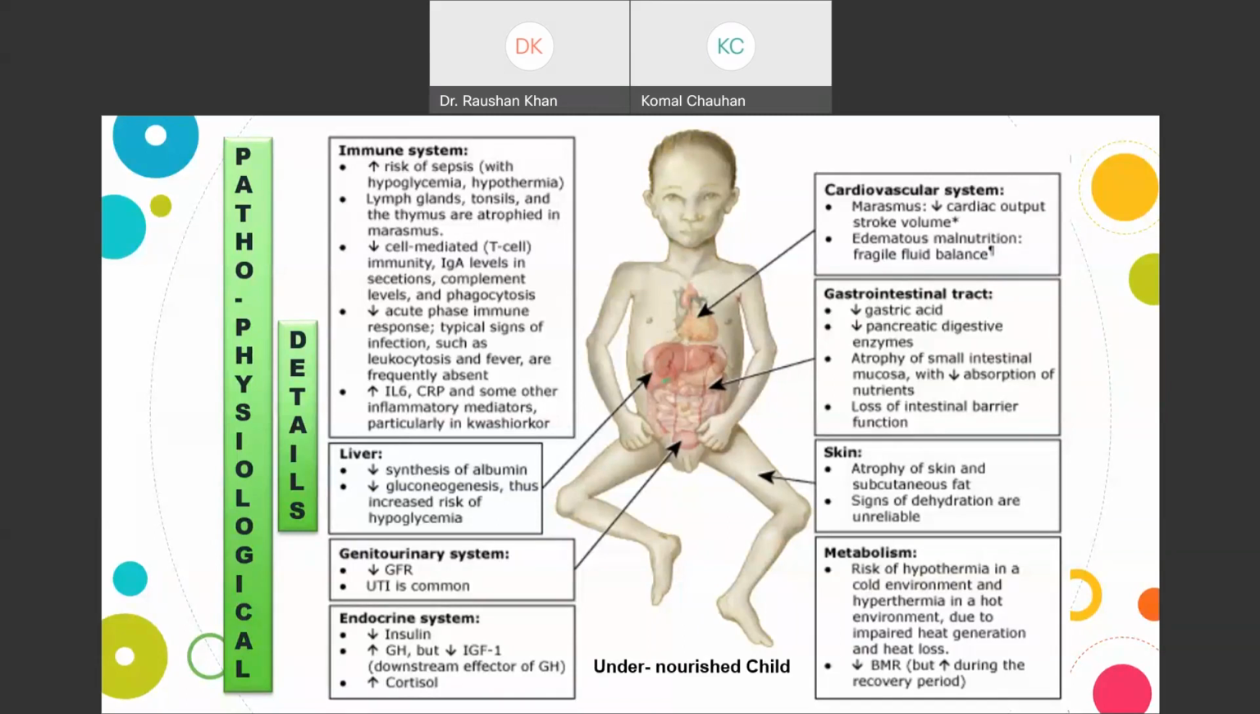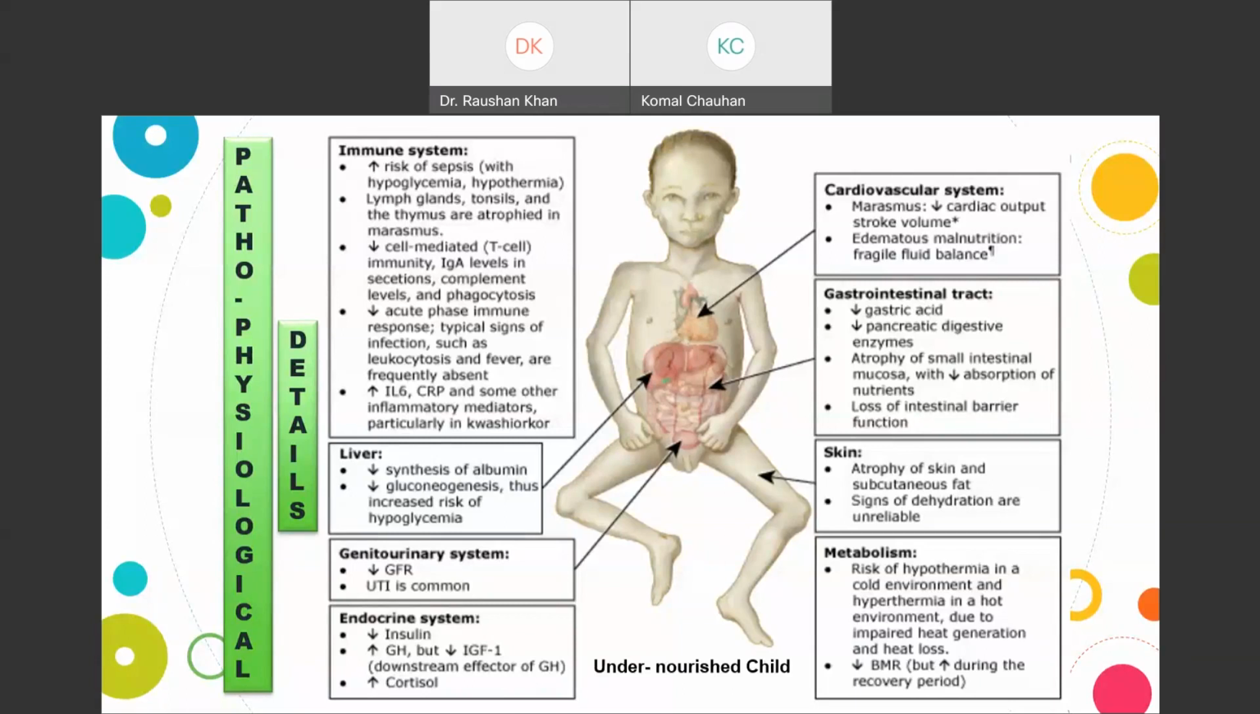Then moving towards the liver, in the liver, what happens in a malnourished child? The synthesis of albumin is decreased and the gluconeogenesis process is decreased, and it will increase the risk of hypoglycemia, that is reduced glucose in the body. Now moving towards the urinary system, what happens? The glomerular filtration rate will decrease and it will again give a chance to the body to have urinary infections, which is very common in case of malnourished children.